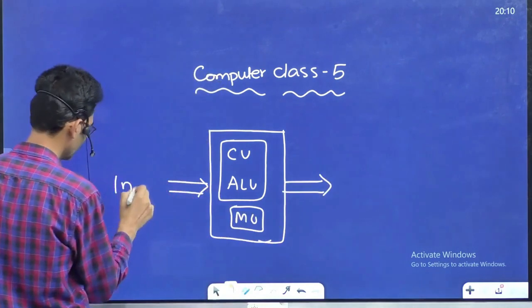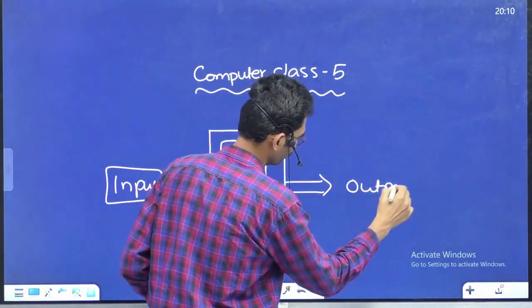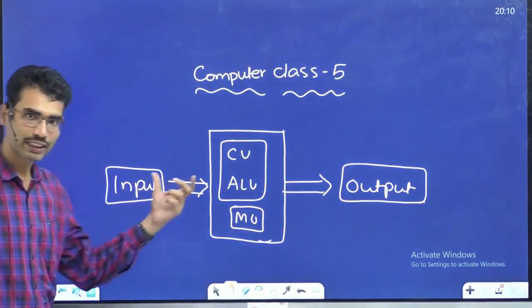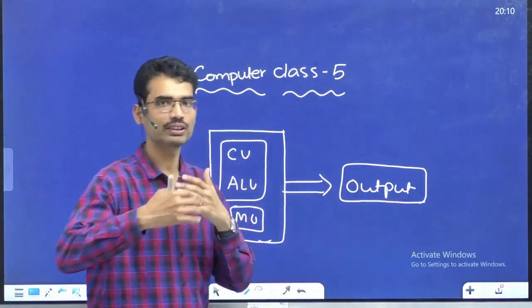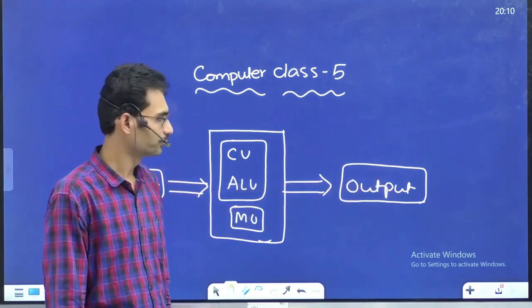It takes input and it gives output. Input is something which takes data from the human user, and output is where data is converted to information. That information is visible to the user.